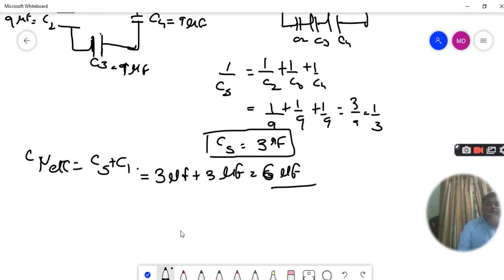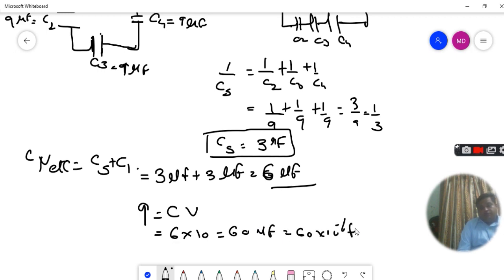But we want to find how much charge is stored, where Q equals C times V. Net Q equals 6 multiplied by voltage 10. The answer is 60. But a very important point: 60 microfarad times 10 volts, that is 60 into 10 raised to minus 6 coulomb. The charge unit is coulomb, so the answer is 60 microcoulomb. We are getting that this total charge is stored. Thank you.